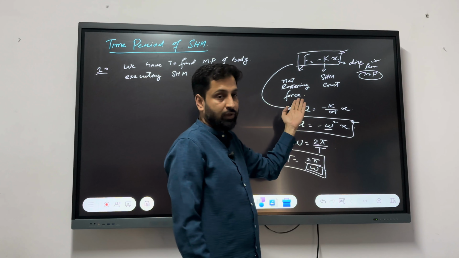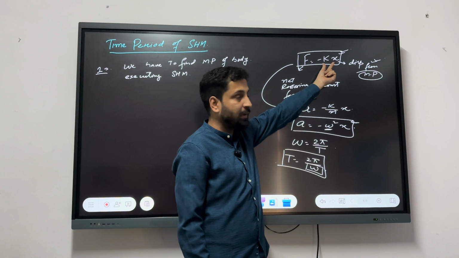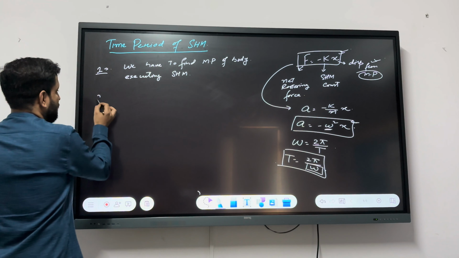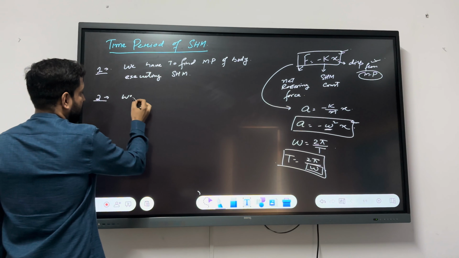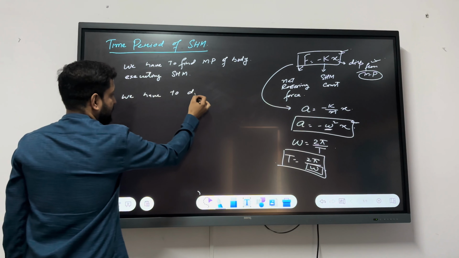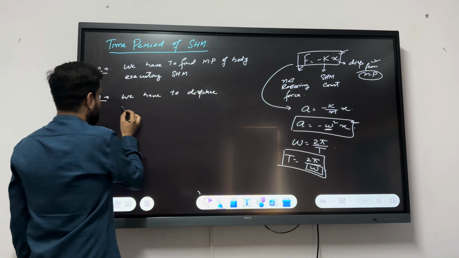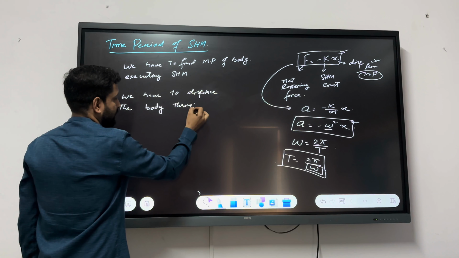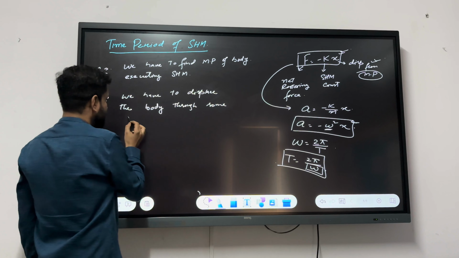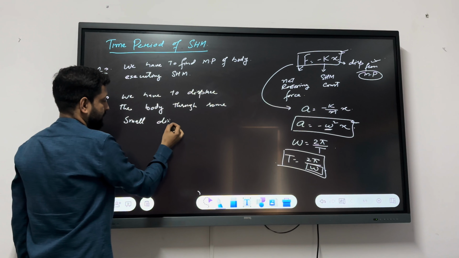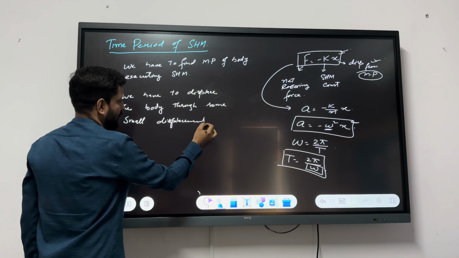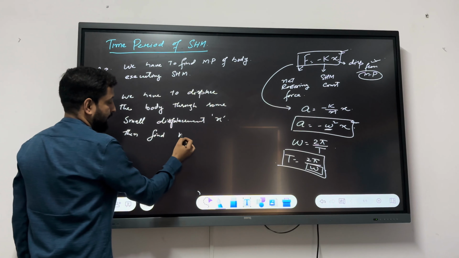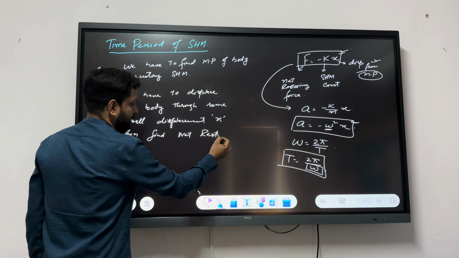Then we have to find the net restoring force. When we displace the body from its mean position by x, we find the net force on that body, the net restoring force. So this will be our second step: we have to displace the body through some small displacement x, then find the net restoring force.